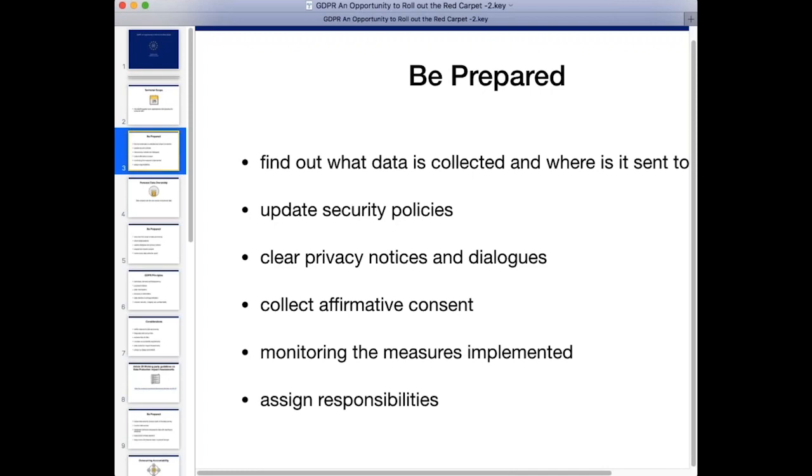We also have to update or prepare clear privacy notices and dialogues to inform individuals and to collect affirmative consent. We must start monitoring the measures we implemented to ensure privacy and protection of data going forward. And we also have to assign responsibilities for both the monitoring and the protection of personal and sensitive data. Okay, that's our preparation for the GDPR. Let's move on to the next slide.